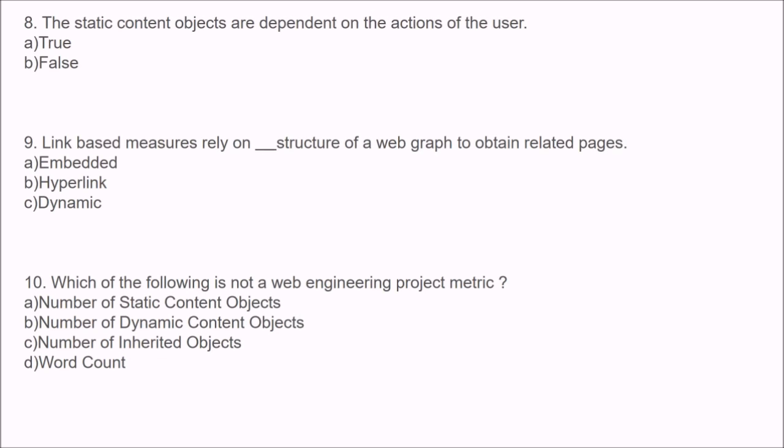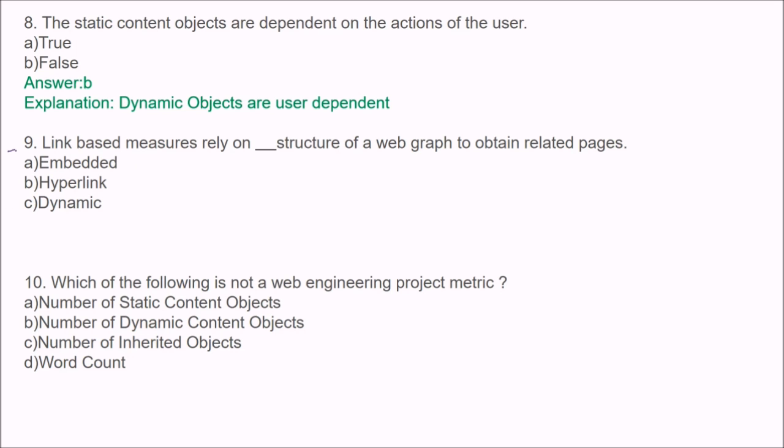Now the next is, the static content objects are dependent on the actions of the user. True or false? This is false, because dynamic objects are user dependent. Static are just static. There is no user interaction with these objects.